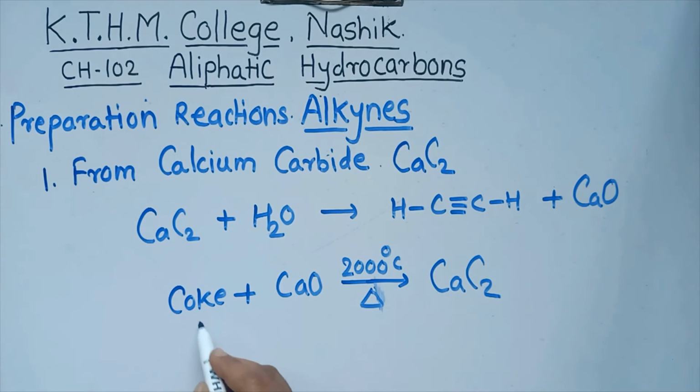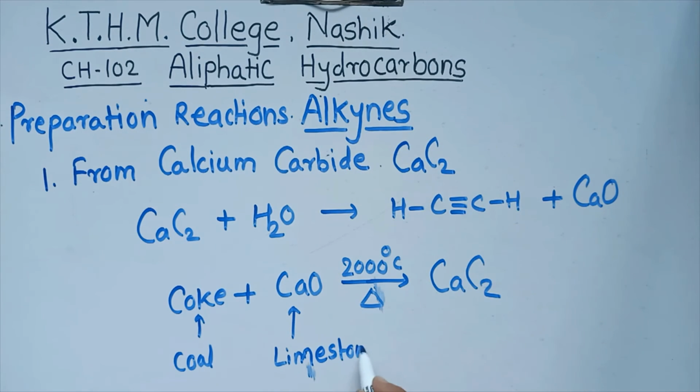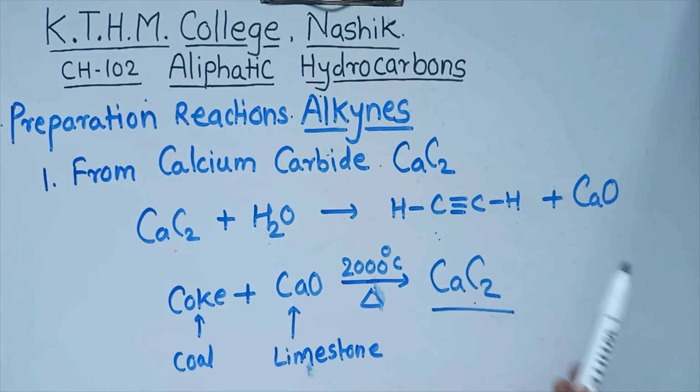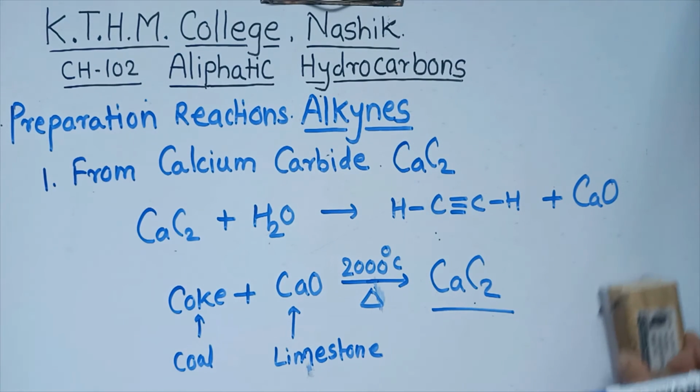This coke is obtained from coal, and this calcium oxide is obtained from limestone. So they react at 2000 degrees Celsius temperature, and they form calcium carbide. And this calcium carbide reacts with water and forms acetylene. Okay. So this is the first industrial preparation reaction of alkynes.